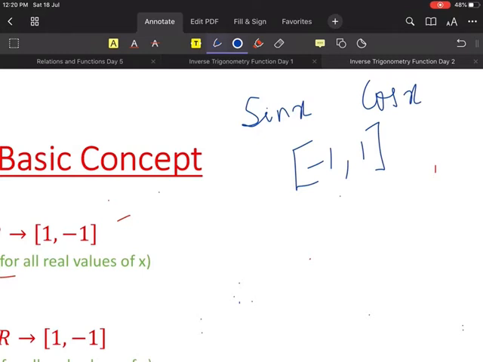Pass. Pass. For me, pass. I think that pass is for everyone.